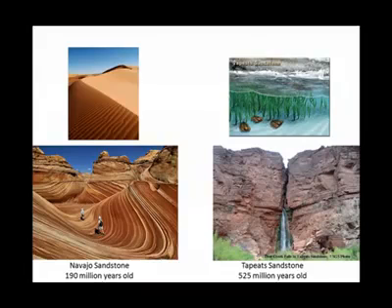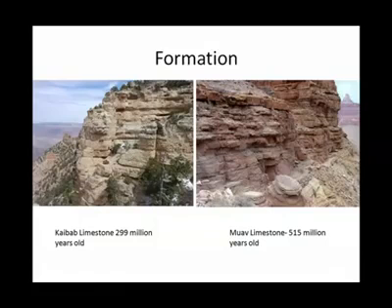Let's instead look at two layers of limestone, the Kaibab limestone found at the top of the Grand Canyon, and the Moab limestone found further down. These two look alike, and they formed in the exact same kind of environment in a deep ocean. These are the same facies. But are they the same formation? No. They're given different names.